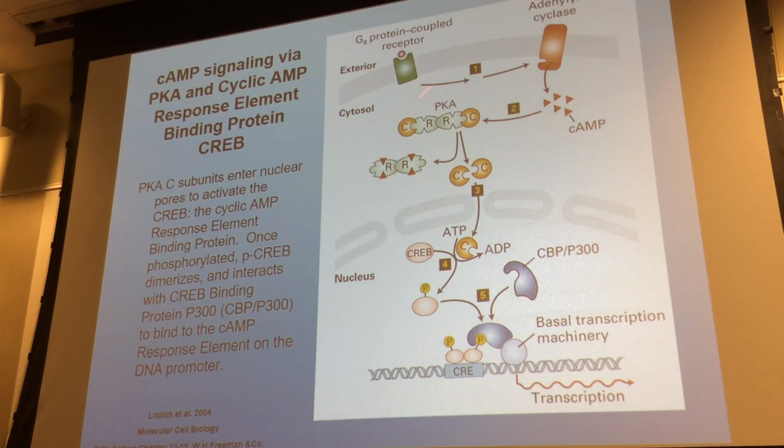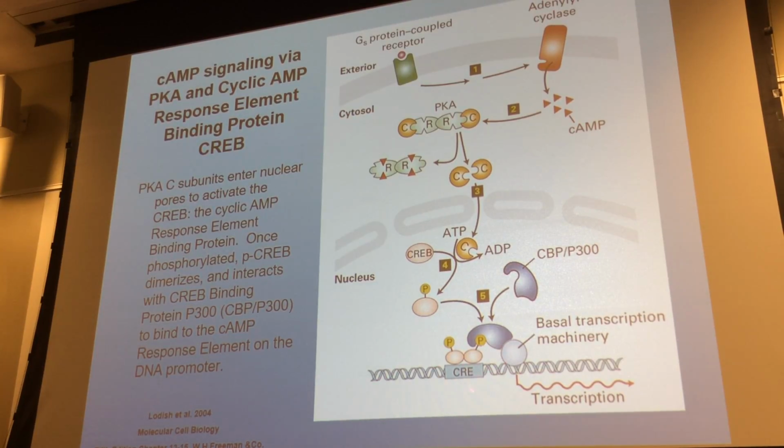Now, if we want to get another set of substrates with our PKA, we can now let our catalytic subunits get into the nucleus, and we can cause changes in gene expression. And we do that by interacting with a protein called cyclic AMP response element binding protein. And most people use the abbreviation CREB. And when CREB gets phosphorylated by one of these catalytic subunits, the phosphorylated CREB is now able to interact with the cyclic AMP response element. So this is cyclic AMP response element binding protein, cyclic AMP response element.